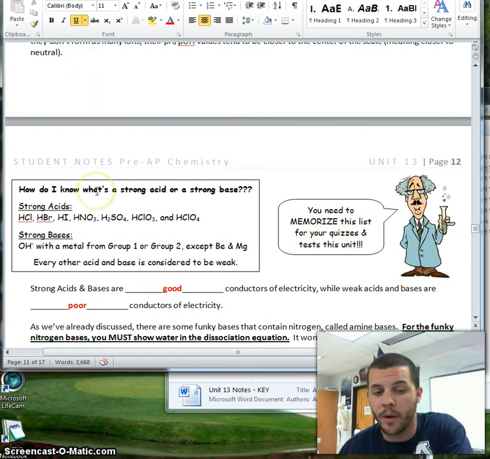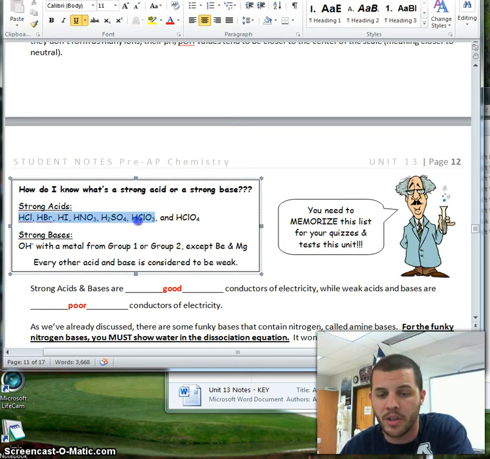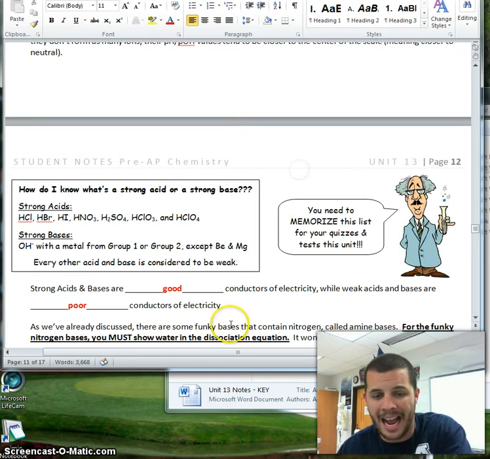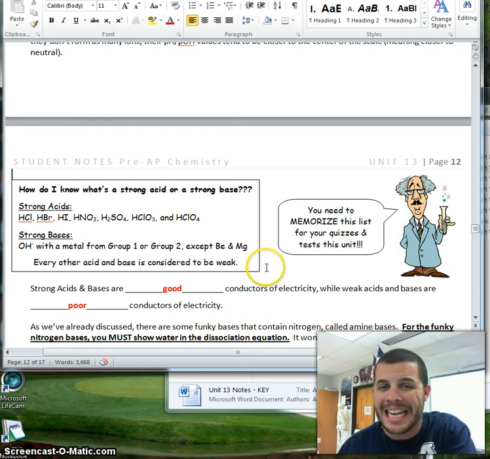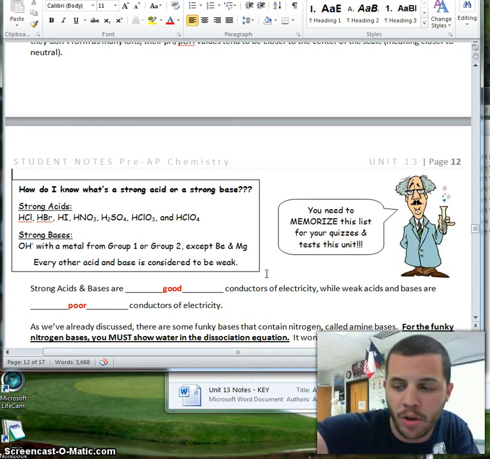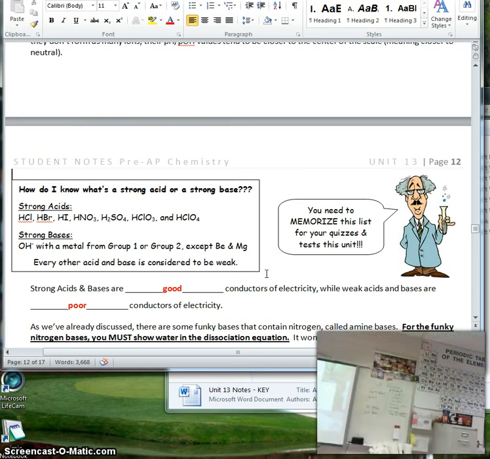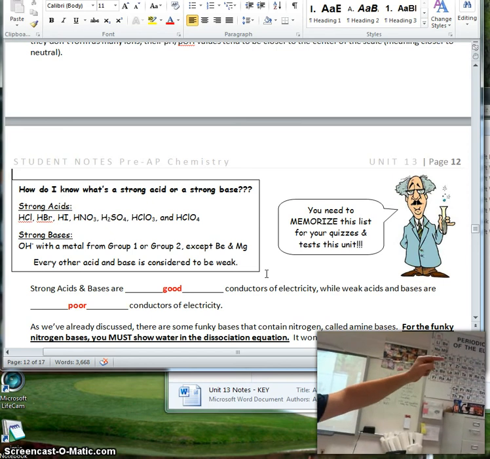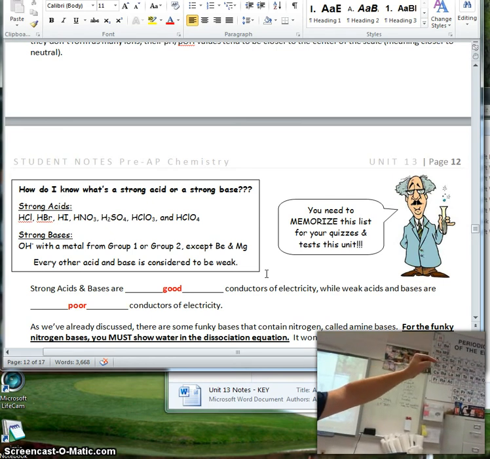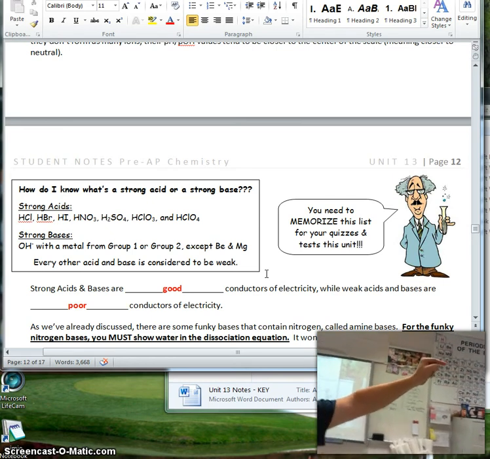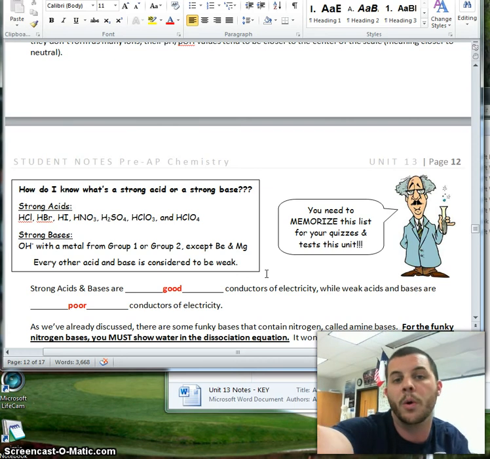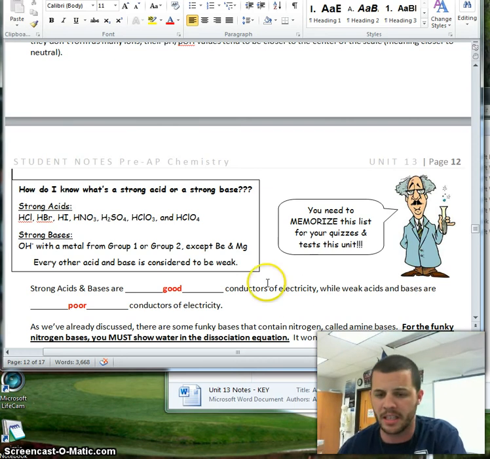Of course, we remember that we've already memorized our strong acids, which are HCl, HBr, HI, HNO3, H2SO4, HClO3, and HClO4. Those are our 7 strong acids. Our strong bases, remember, was lithium down and around to calcium hydroxide. When we look back at our periodic table here, that was lithium down and around to calcium hydroxide. Those are our strong bases.